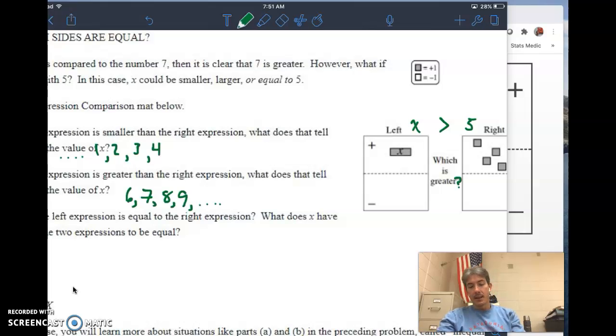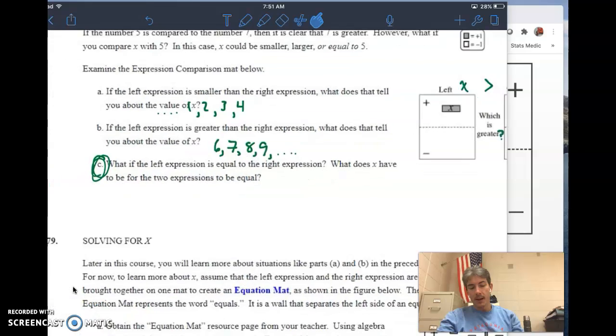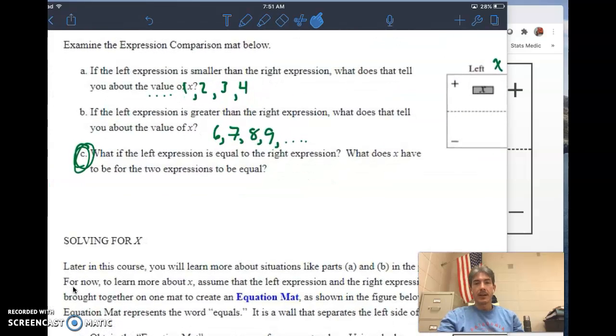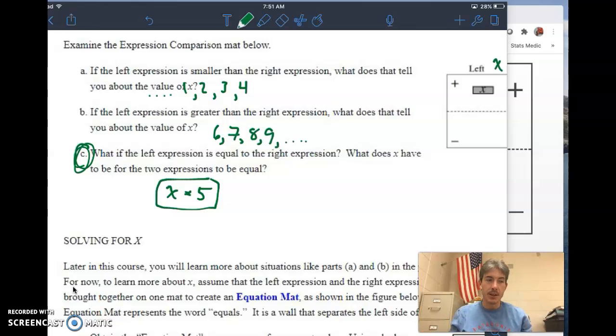But now C, like I said, is going to be the focus of our work today. What if the expression on the left is equal to the expression on the right? This is the one unique thing about problem solving that allows us to do some of the algebraic manipulation that we're going to focus on today.